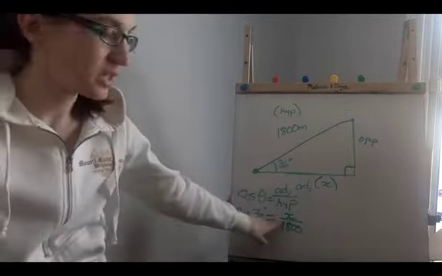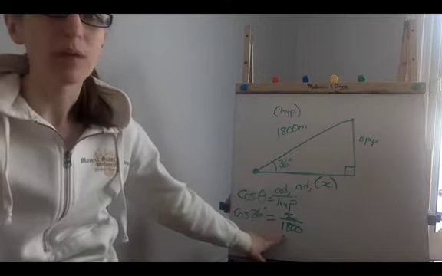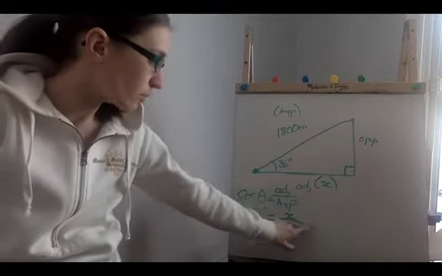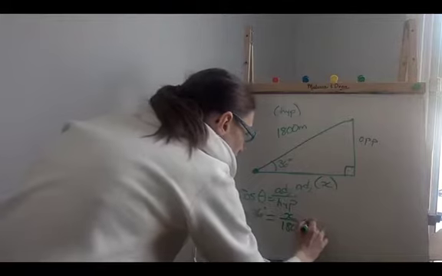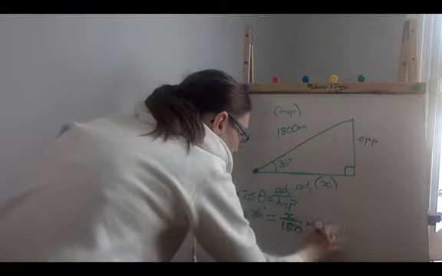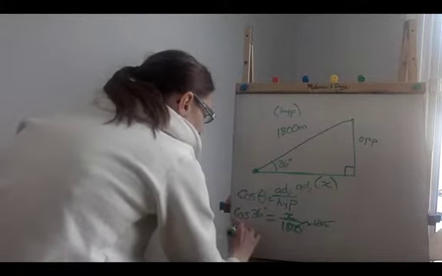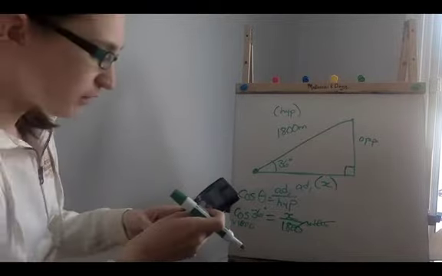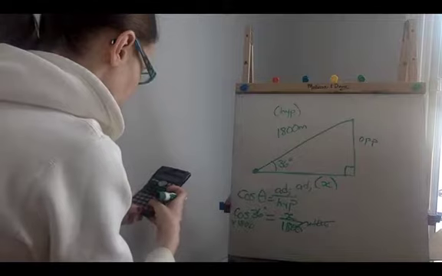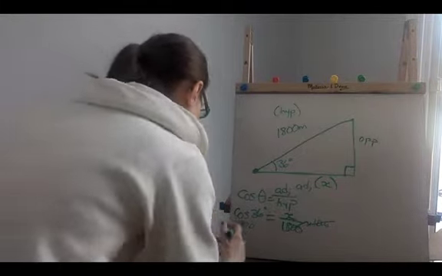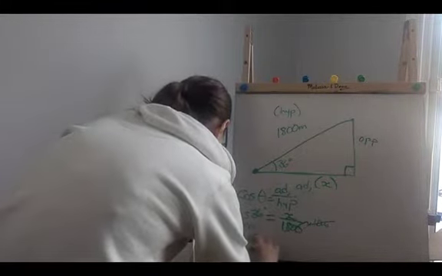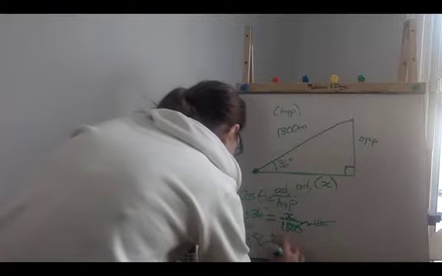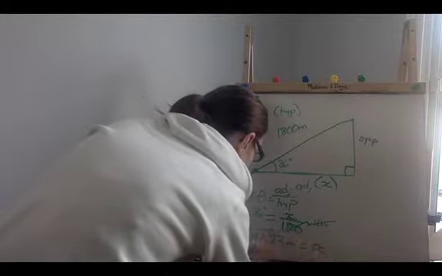And then to get rid of this fraction, you always multiply both sides by the denominator. So you're going to multiply both sides by 1800 here. If I times this by 1800, it cancels out there, and I'll times this by 1800 here. And what I get from my calculator in degree mode, cosine of 36 times 1800, is 1456.23 meters is equal to x.